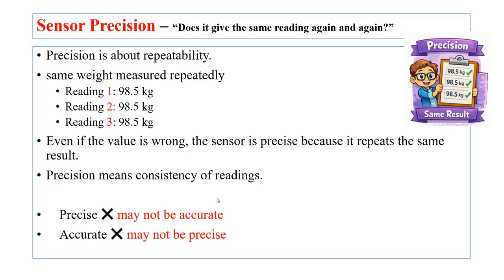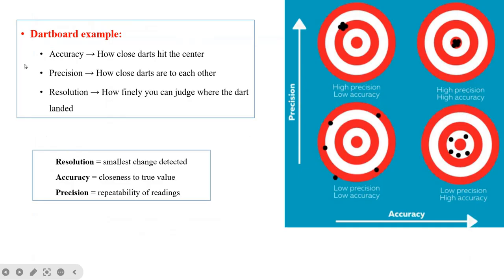You can take one example of the dartboard. On a dartboard, accuracy is how close the darts hit the center. So this is high accuracy. Then precision is how close the darts are to each other. Here you can say that it has low accuracy but high precision, because the darts are close to each other.